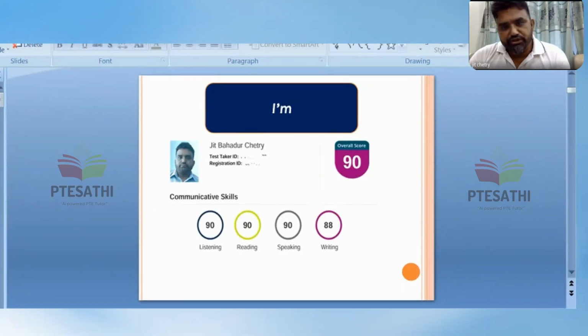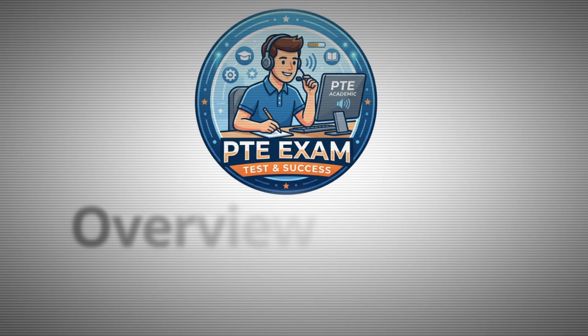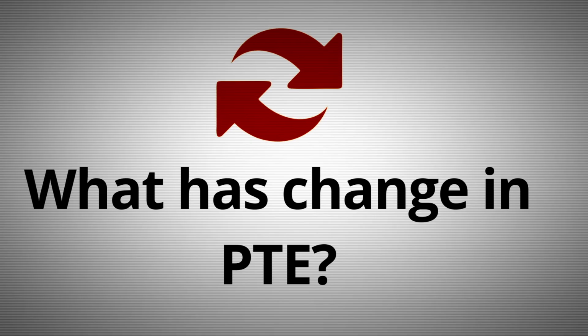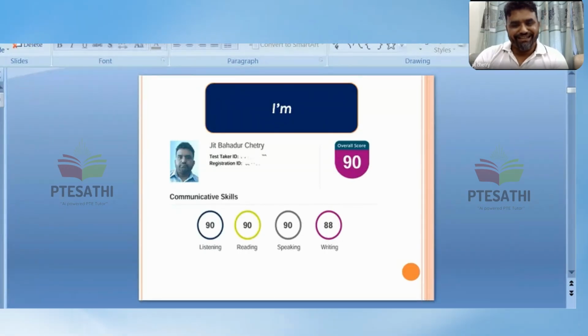And what I'm going to do today is I'll just give you an overview of PTE. I would also like to talk about what has changed in PTE. And then after, we'll be taking a deep dive into a particular question, describe image.